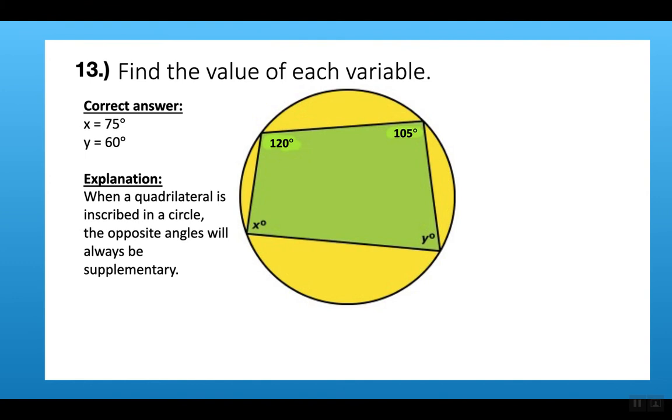For angle X, angle X has to be supplementary with the angle opposite from it. So angle X and angle 105 have to be supplementary. All you have to do is 180 minus 105 to get angle X, which is 75 degrees. And angle Y is supplementary with the angle that's 120 degrees because they're opposite angles. So all you have to do is 180 minus 120 to find the measure of angle Y, which is 60 degrees.